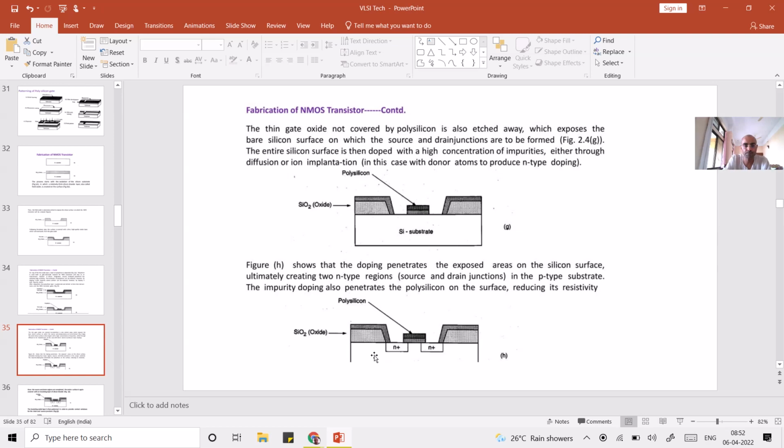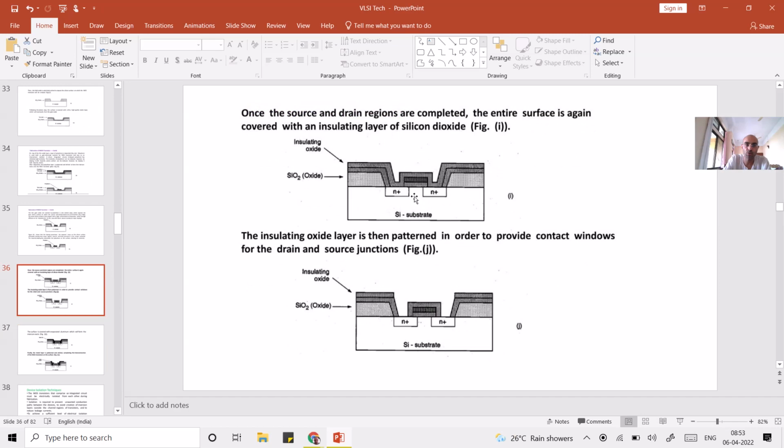Once the source and drain regions are formed, since you are forming the NMOS, you will dope these regions with N plus, let's say. These N plus regions will work as source or drain, depending upon how you apply the voltage. That is another issue, which one will work as a source and which one will work as a drain. But basically, these are the regions you form.